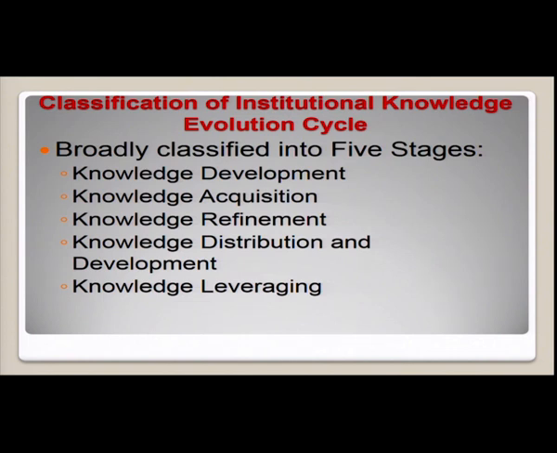Now, what do you mean by institutional knowledge evolution cycle? How is it classified? It is classified into 5 different stages. One is the knowledge development, second is the knowledge acquisition, third is the knowledge refinement, fourth is the knowledge distribution, and fifth is the knowledge leveraging. Whereas the fourth cycle we can classify it as knowledge distribution and development. So, I repeat, the first one is knowledge development, second is knowledge acquisition, third is knowledge refinement, fourth is knowledge distribution, and fifth is knowledge leveraging.